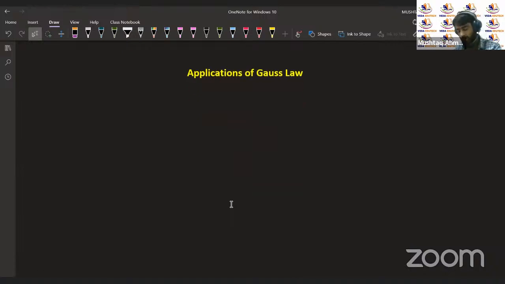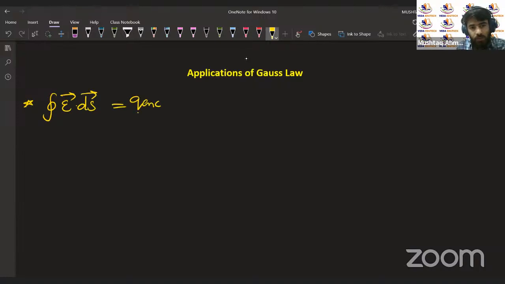Now, an important point about Gauss law is the applications of the Gauss law, right? Let's suppose that we define Gauss law as the integral of E dot ds, meaning the total flux through the closed surface, is the charge enclosed upon the epsilon naught, right? And suppose that charge enclosed is equal to 0. If charge enclosed is 0, it means that the total flux through the closed surface will be equal to 0, right?